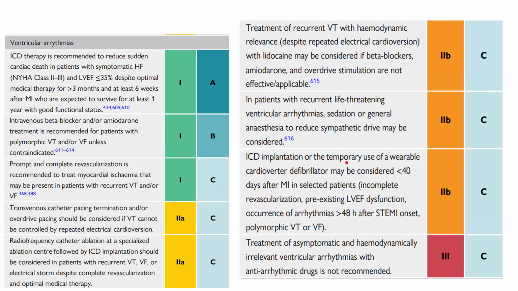Treatment of recurrent VT with hemodynamic relevance despite repeated electrical cardioversion with lidocaine may be considered if beta blockers, amiodarone, and overdrive stimulation are not effective. In patients with recurrent life-threatening ventricular arrhythmias, sedation or general anesthesia to reduce sympathetic drive may be considered.